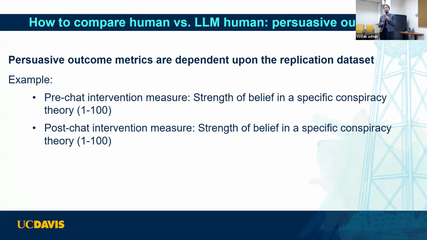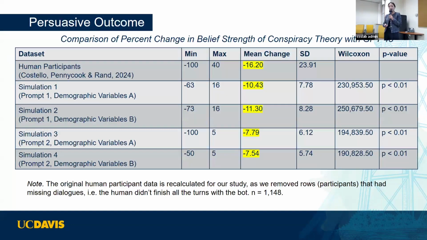So how do we compare the human versus the LLM human on the persuasive outcomes? Here we use the exact persuasive outcome metric as the dependent variable on the replication data set. So again, as I mentioned, there is a pre-chat intervention measure of the strength of the belief in the conspiracy theory, and there is a post-chat measurement of the belief. So here are the results.